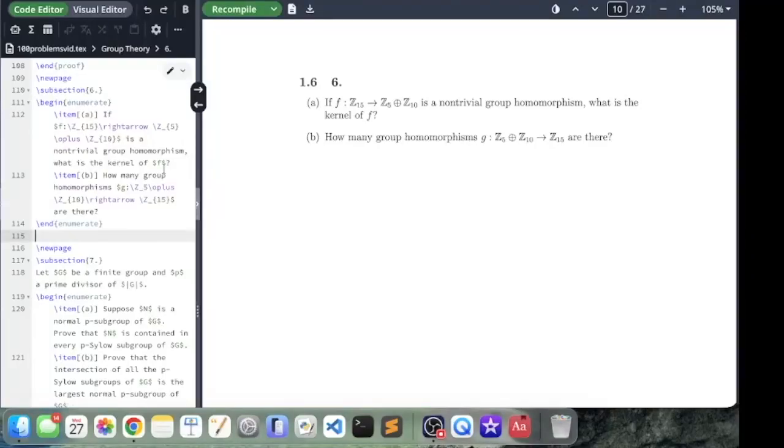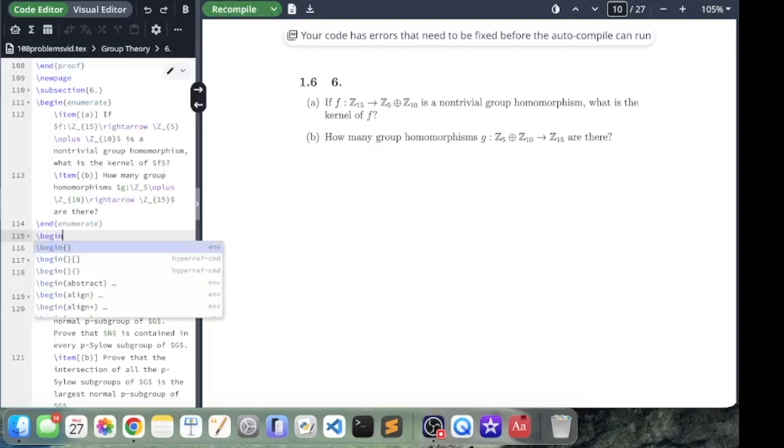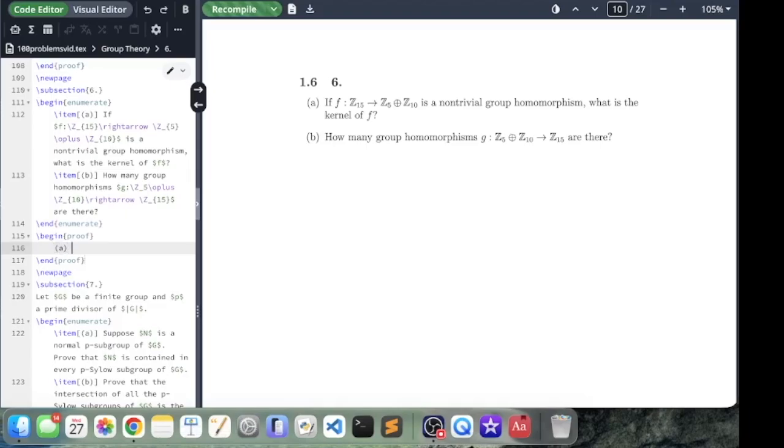All right, we have problem number 6 in group theory. If f is a map from Z15 to Z5 plus Z10 that is a non-trivial group homomorphism, what is the kernel of f? We'll start with A. So we'll begin a proof environment, part A. And we want to know what the kernel of f is.